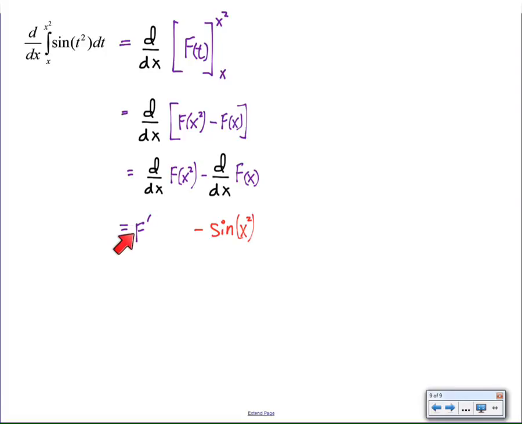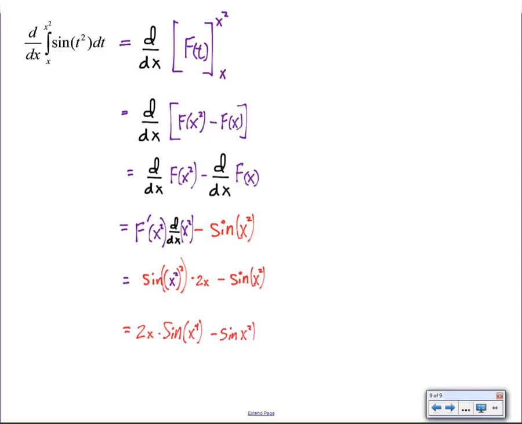So it's going to be F prime of x squared times the derivative of x squared itself. So that's where the chain rule comes into play. And I'm going to take this then, derivative of x squared is 2x. Notice that F prime of x squared is the sine of x squared squared. Just as F prime of x is the sine of x squared, F prime of x squared would be the sine of the square of x squared.